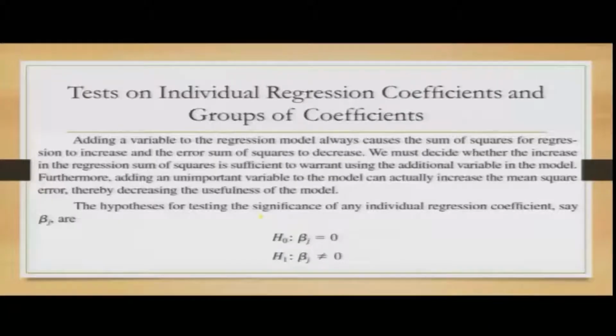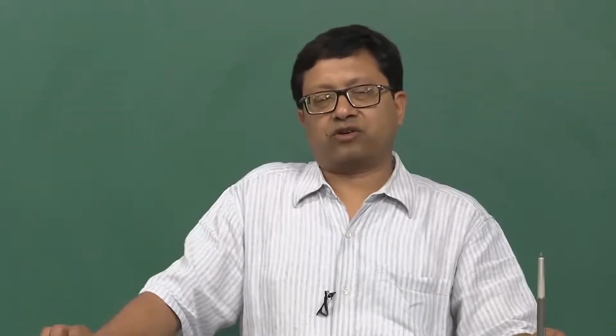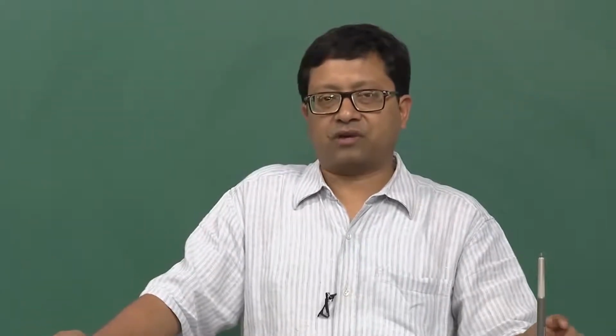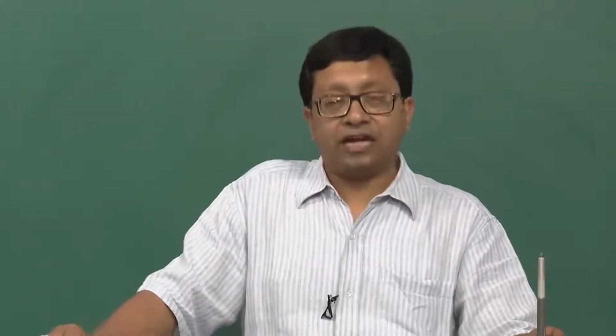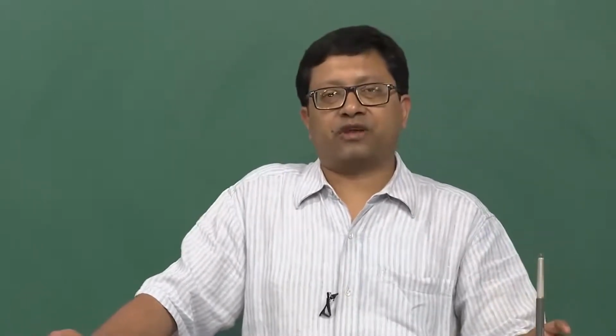We must decide whether the increase in the regression sum of squares is sufficient to warrant using the additional variable in the model. So, rather than testing the significance of them collectively as a group, we will take them individually and try to predict as well as possible. With this, I will end the 30th lecture and continue with these combinations of hypothesis testing, such that we take the betas individually and try to determine whether H0 is true or HA is true, and pass judgments accordingly. Thank you very much and have a nice day.